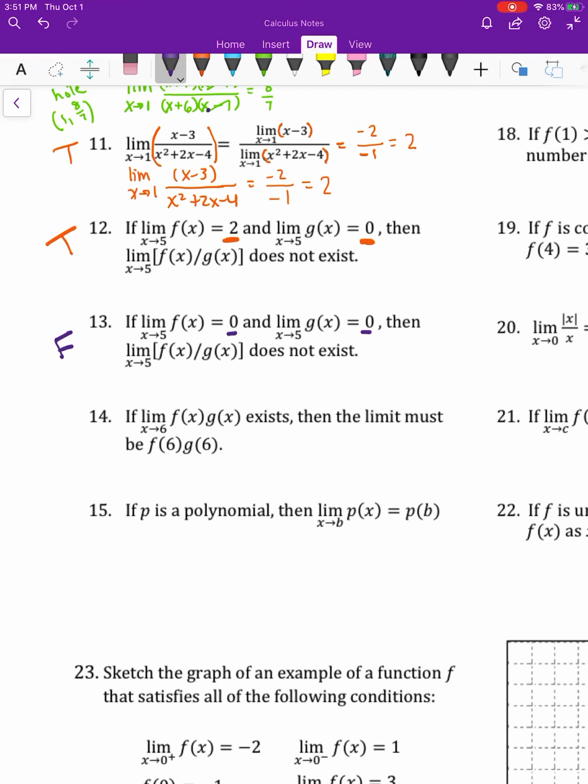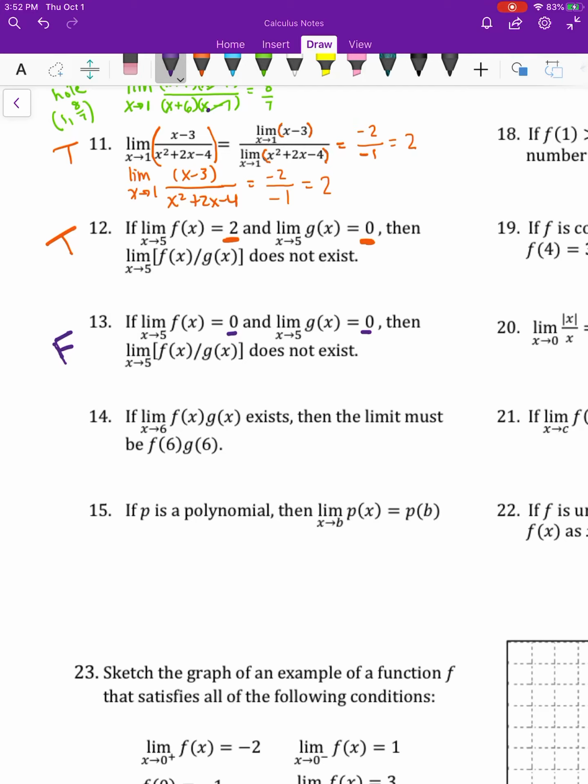So this is going to be false, okay? Because they're saying then the limit does not exist. That should not be the case, right? Because you should be having something that cancels here, so that then it allows your limit to actually exist. Okay, does that make sense? I don't know if it does, but I hope it does.